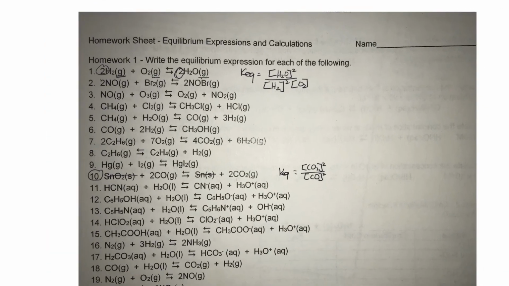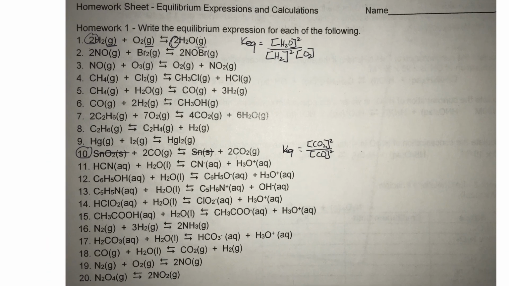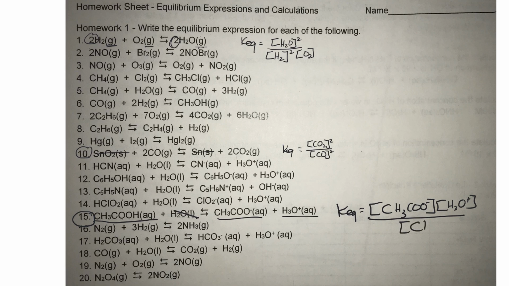Now let's skip down again to one more, number 15, where we have some aqueous solutions. So we're going to include this, this, and this in the expression, but we're not going to include the water. So the Keq for number 15 is going to be the concentration of CH3COO minus times the concentration of H3O plus divided by the concentration of CH3COOH. Now your assignment is to do the rest of these.